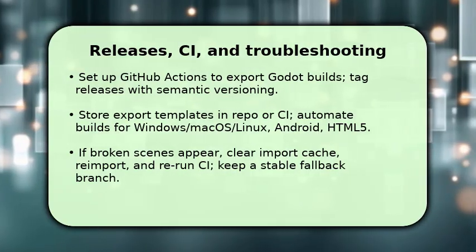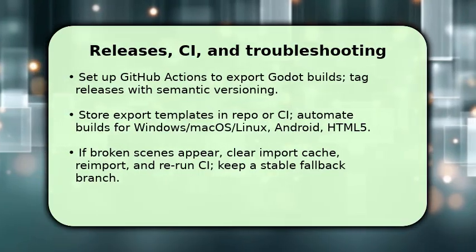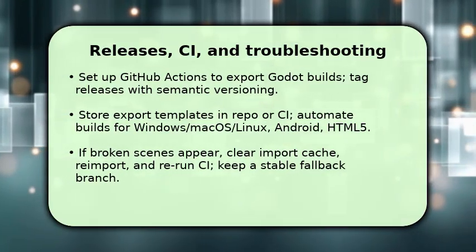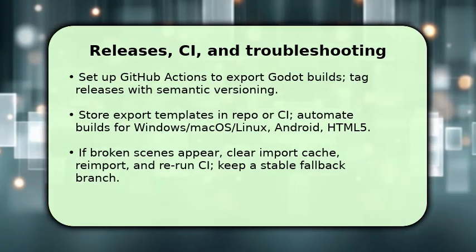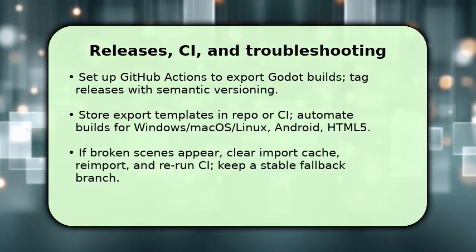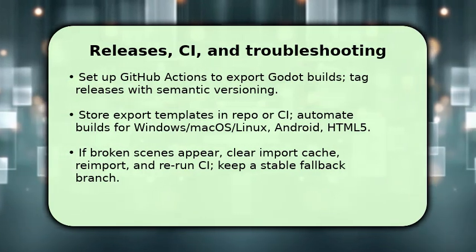If something breaks after merge, such as missing textures, wrong imports, or failing builds, clear Godot's import cache, re-import problematic assets, and rerun the CI job. As a troubleshooting tip, keep a stable fallback branch to revert quickly while you debug and apply fixes incrementally.